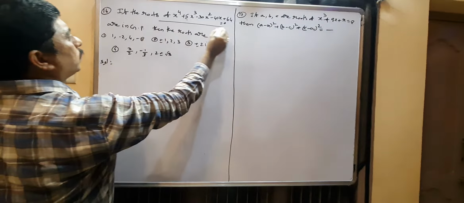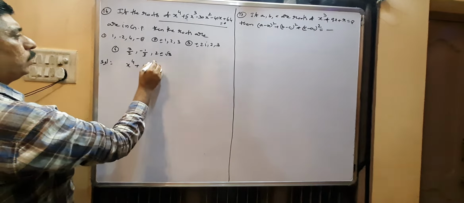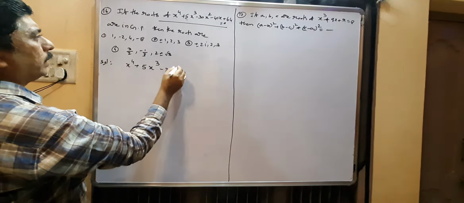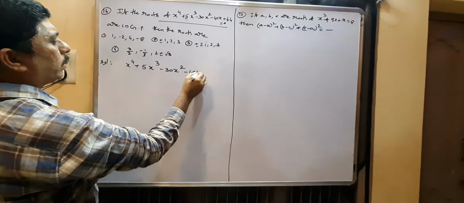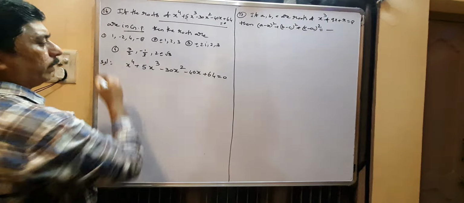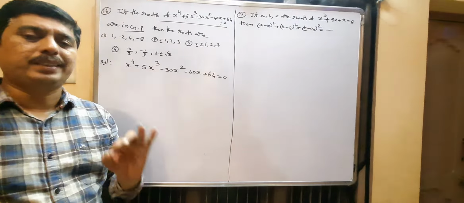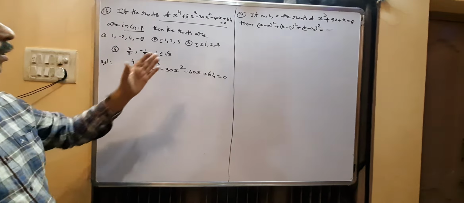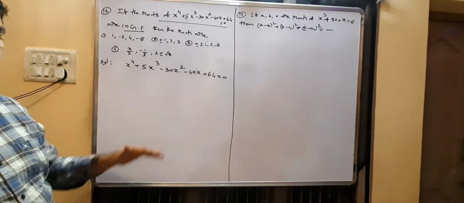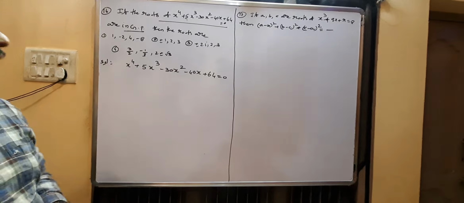If the roots of the equation x power 4 plus 5x cube minus 30x square minus 40x plus 64 equal to 0 are in GP is given. Fourth degree equation, roots are in GP is given. Then you have to find the roots. If you do the original procedure, that is very lengthy. So you can go for trial and error method.